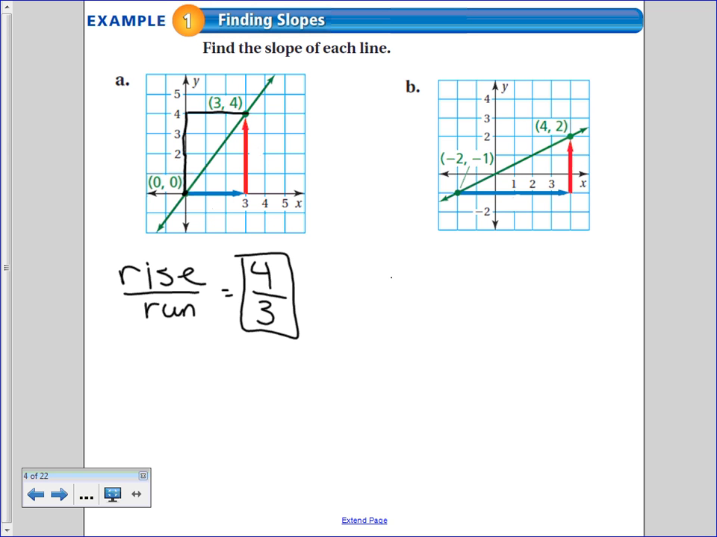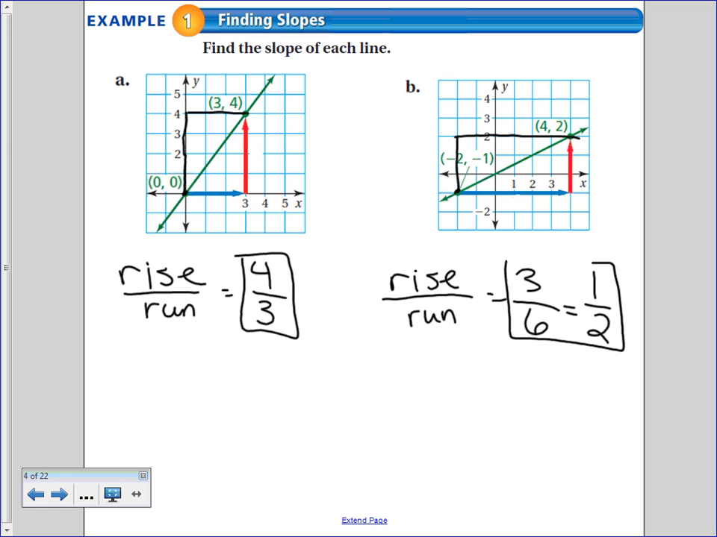Letter B. And if you have to keep writing rise over run to help you remember, that is just fine. Rise, we're going to go 1, 2, 3 up. And then we go over 1, 2, 3, 4, 5, 6. Now, for this one, we can simplify it because it's a regular fraction. We can simplify it to 1/2. Either one of these would be the correct slope. Rise over run. Start at one point, find the rise, and the run to the next point.